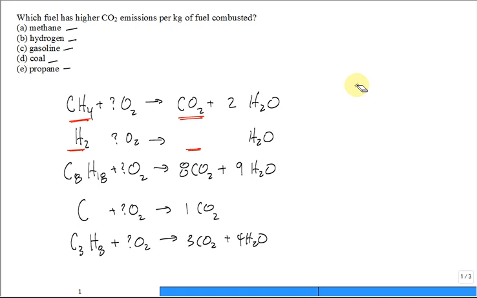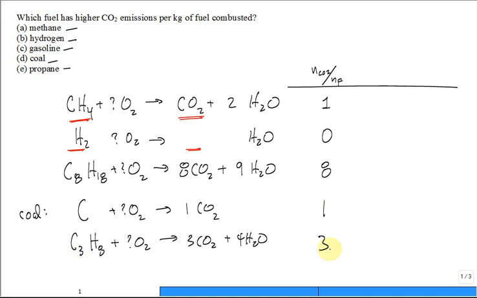Let me put it as a column header. Number of moles of CO2 produced per number of moles of fuel. True? So what is it for methane? 1 CO2 produced per mole of fuel. What about the hydrogen? 0. What about the gasoline modeled as octane? You get 8 CO2s per mole of the fuel. How about for the just carbon? We're modeling coal as pure carbon. 1. And how about for the propane?